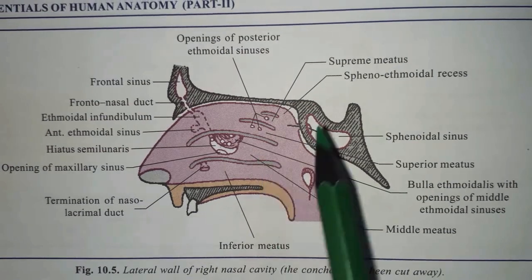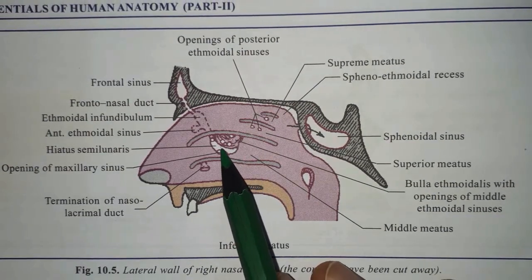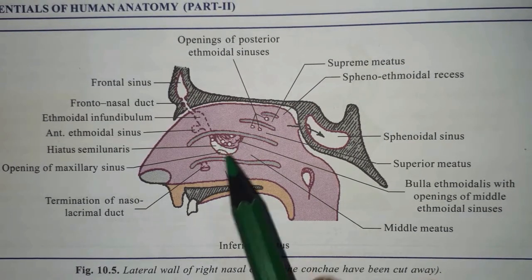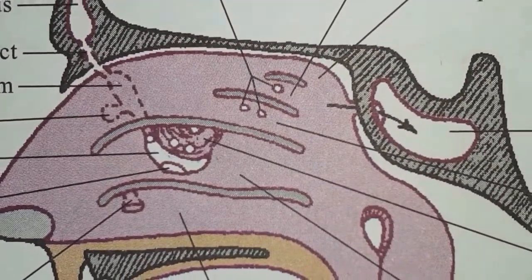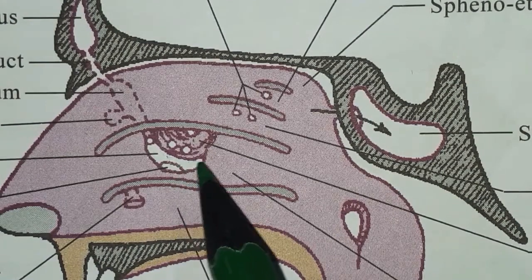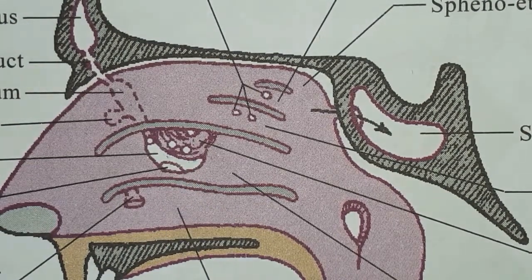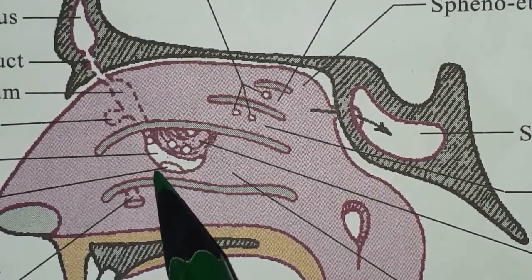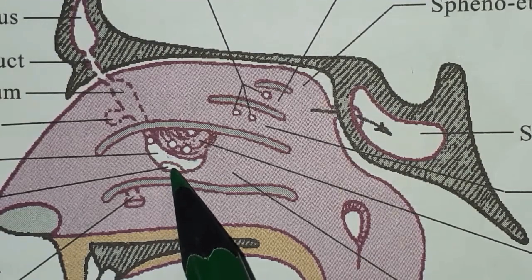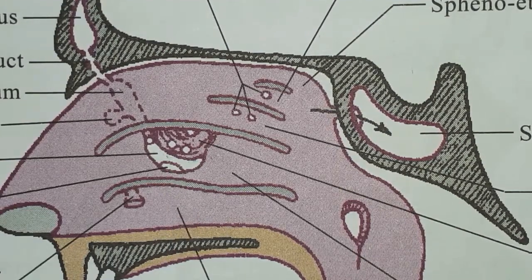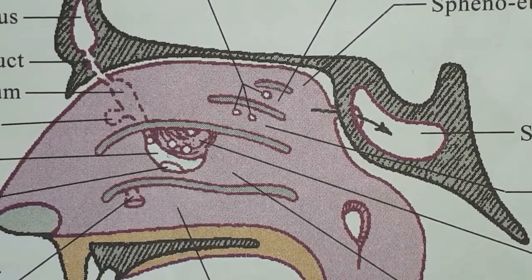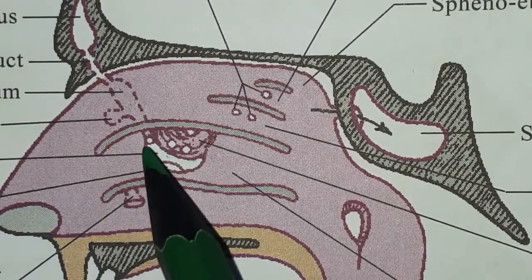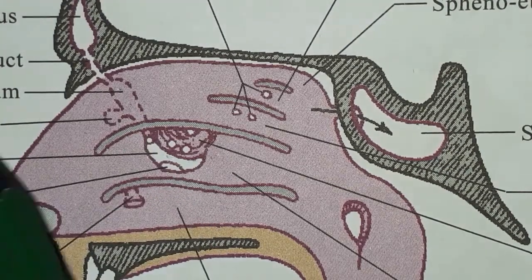Above it lies the middle meatus, and you can see a half moon structure which is known as the hiatus semilunaris. Let me magnify it. This is the hiatus semilunaris. It's a half moon like structure, and the floor of the hiatus semilunaris has the opening of the maxillary sinus. The anterior most part of the hiatus semilunaris has the opening of the ethmoidal infundibulum.